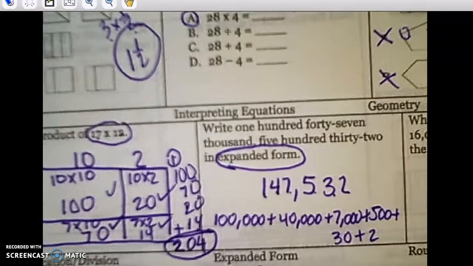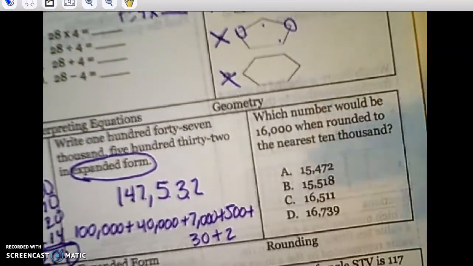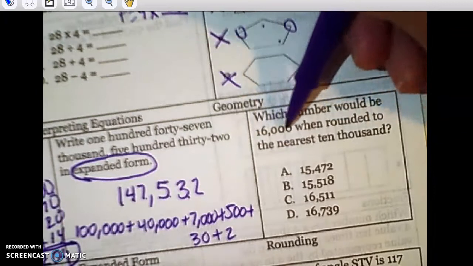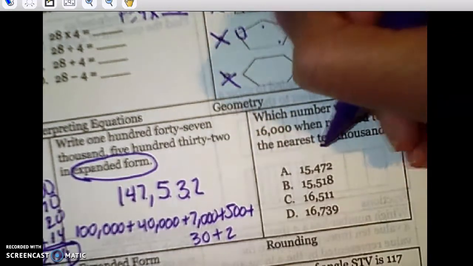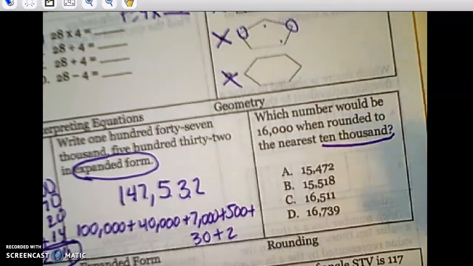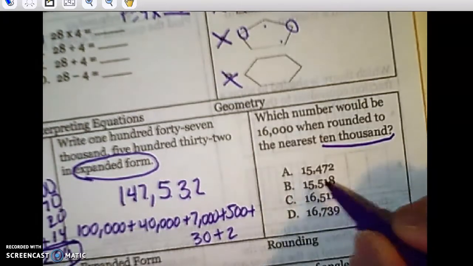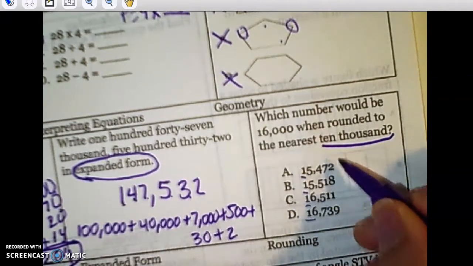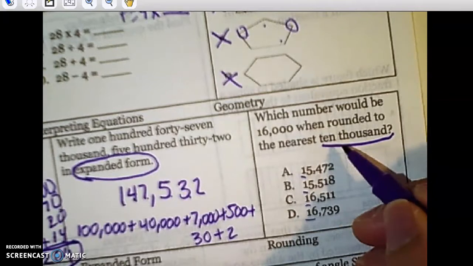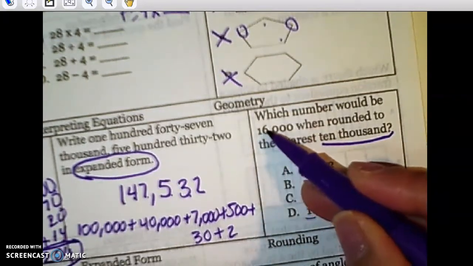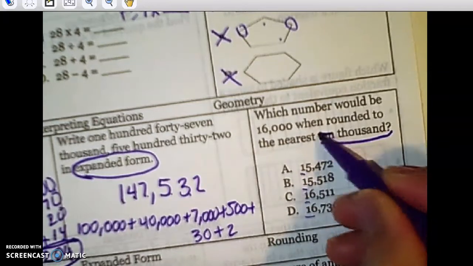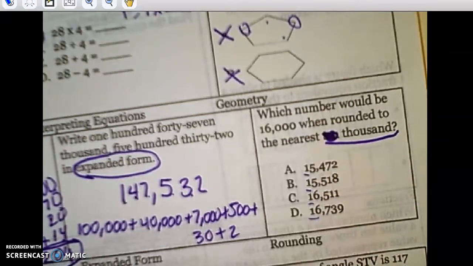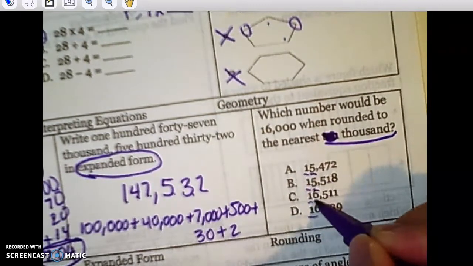Okay, let's go to the last question. Which number would be 16,000 when rounded to the nearest 10,000? So we're rounding to the nearest 10,000. I'm going to look at all of my choices and circle the digit that's in the 10,000s place. The way this problem is written, I don't think they mean 10,000. I think they mean 1,000, because if I'm rounding to the 10,000, I'm not going to have a 6 in my thousands, so I'm just going to take that away. All right, so I'm just going to look at my thousands place.